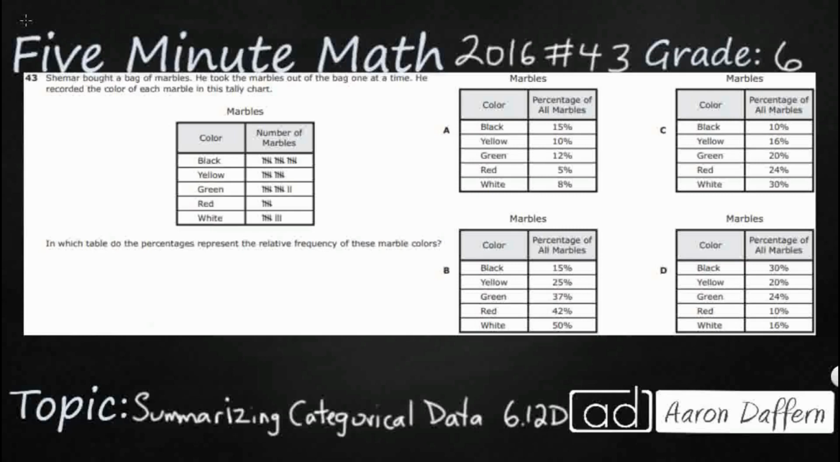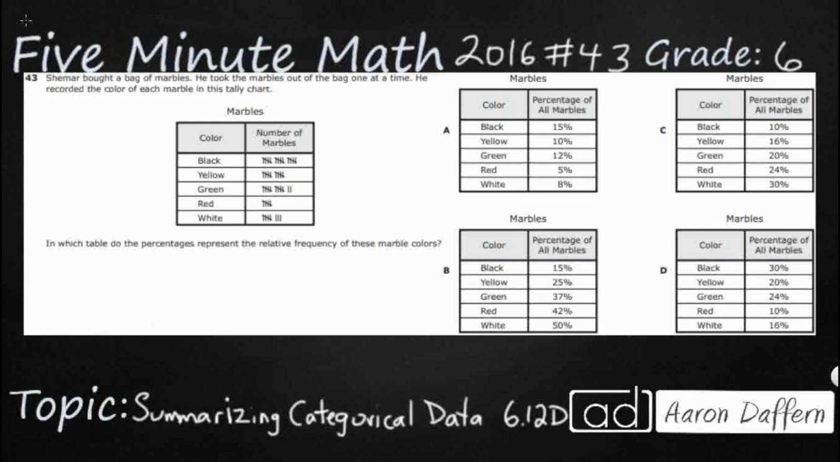Today we are looking at the 6th grade concept of summarizing categorical data. This is standard 6.12D in the great state of Texas, and we are using item number 43 off the 2016 released STAAR test. If you have not done so already, please go ahead and take a moment to pause the video, work this problem out on your own, unpause it, and then we will look at our answers together.